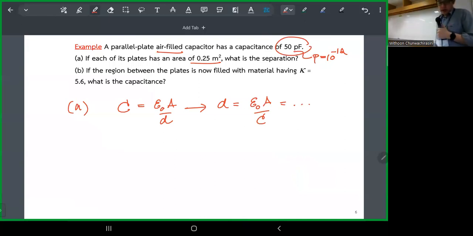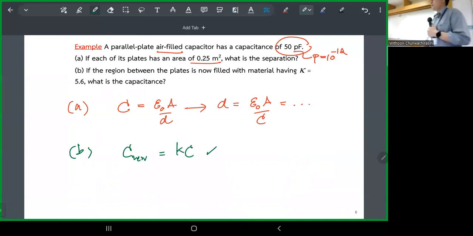They say, if the region between the plates is filled with a material with a dielectric constant of 5.6, what is the new capacitance? Easy, right? Oh, well, that's kind of cool. We love it because the new capacitance is just going to be K times C. You're done. So we love this one.